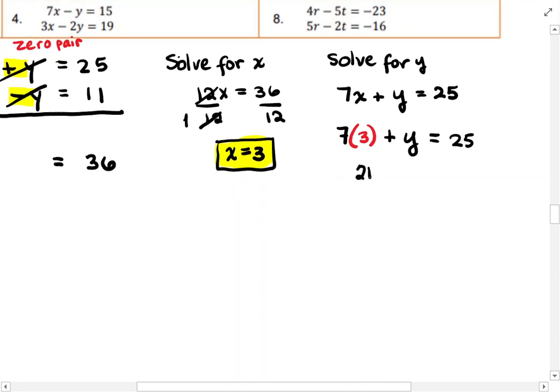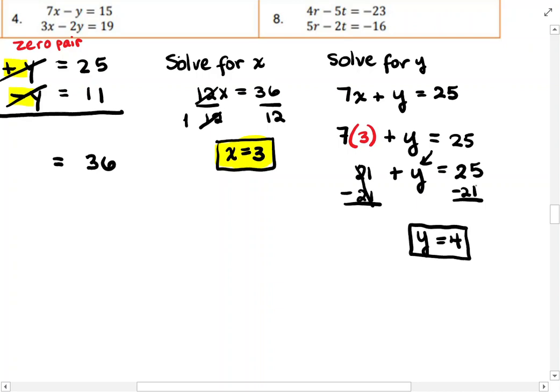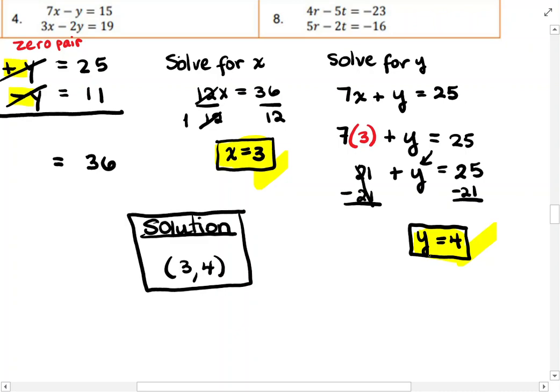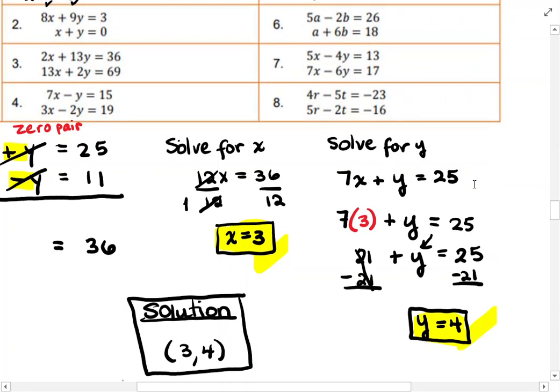7 times 3 is 21. y is the variable that we want, so we're going to subtract 21 on both sides. And we have that y equals 4. Right? 25 minus 21 is 4. And there you go. This is the x, and that's the y. The solution to this system of equations is (3, 4). Pretty simple, right? Yes. Yes, it is.